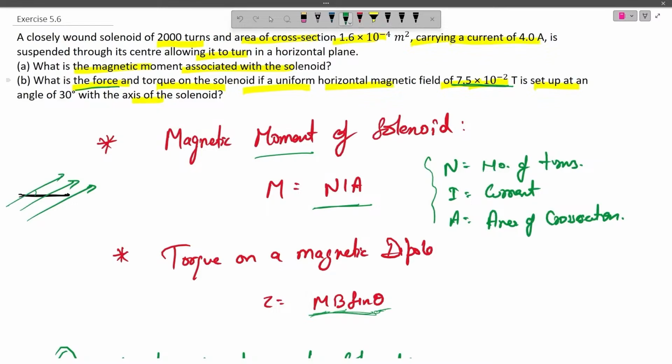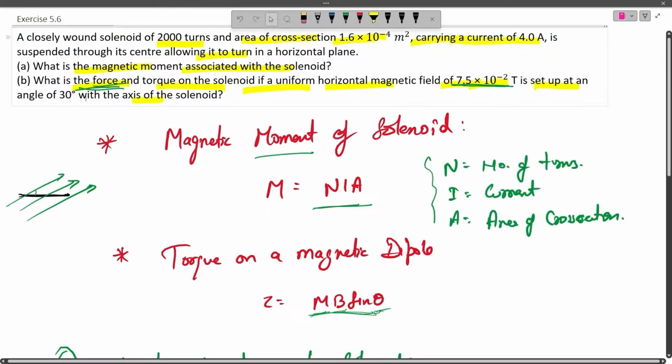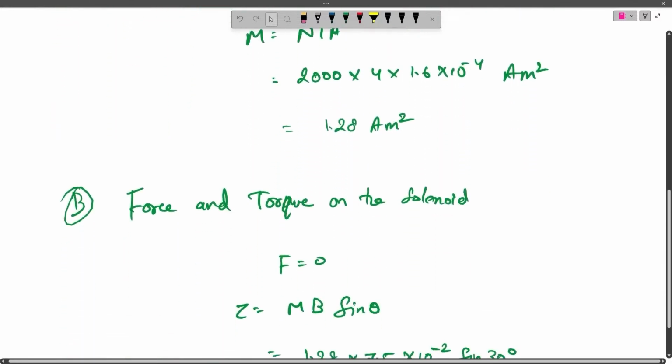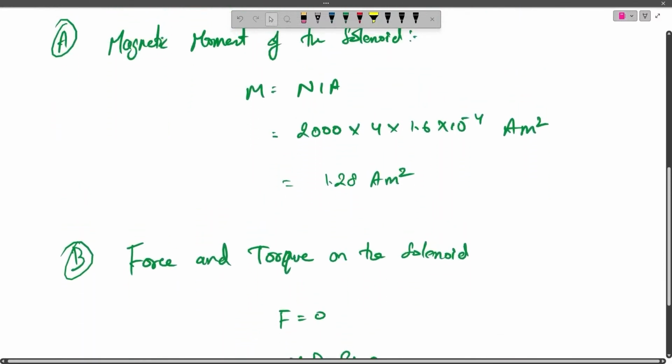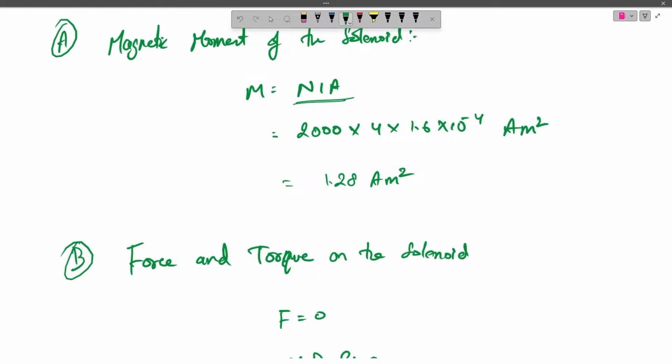So we know that since the magnetic field is uniform, no net force would be acting on this solenoid by the uniform magnetic field, so force is going to be 0. Now let us calculate the magnetic moment and torque on the solenoid. So magnetic moment would be equal to NIA, where N equals 2000 and I is 4 ampere, and area of cross section is 1.6 into 10 to the power minus 4 meter square. So we will get a value of 1.28 ampere meter square.